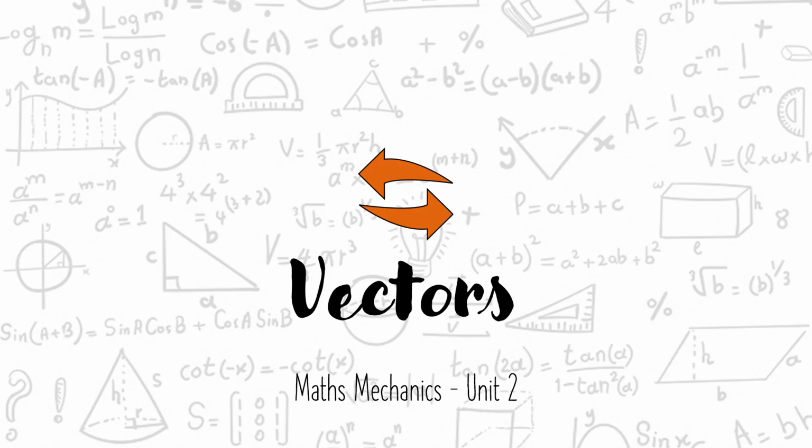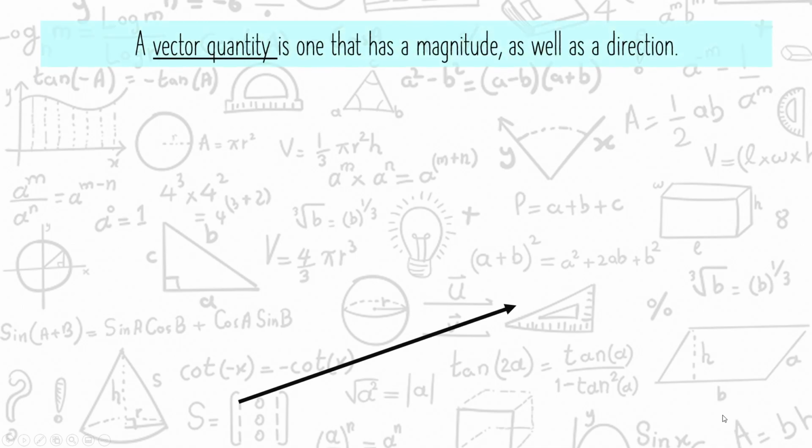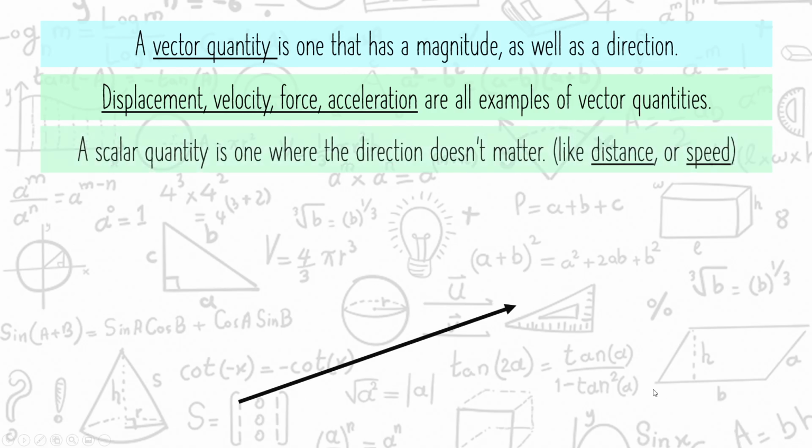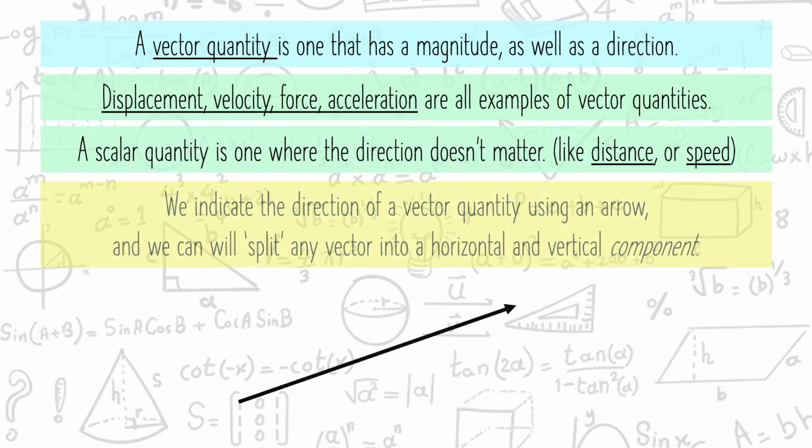In this video, we're going to be talking about vectors. A vector quantity is one that has a magnitude as well as a direction. Displacement, velocity, force, and acceleration are all examples of vector quantities. A scalar quantity is one where the direction doesn't matter: distance, speed.